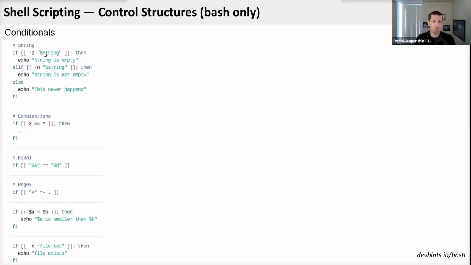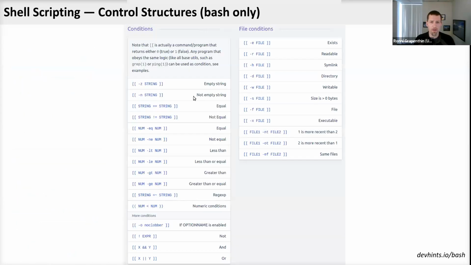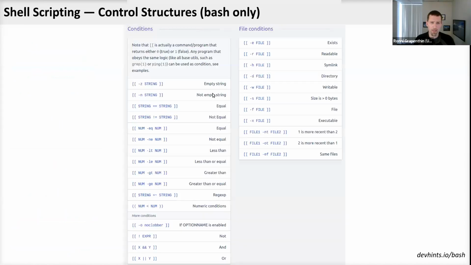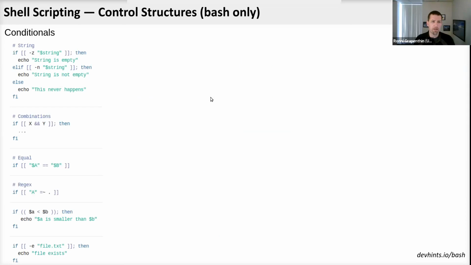Now that we know about conditions and how we can set them up, we might want to wrap this into flow control. So here is an example of if some condition, so -z is the string empty. So if the string is empty, then echo the string is empty, or elif -n, can go back looking, -n, not empty string. So if the string is not empty, then you should say the string is not empty. And then you should say else, well, this probably never happens.